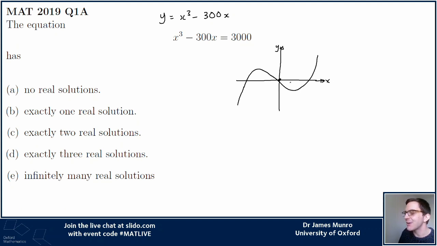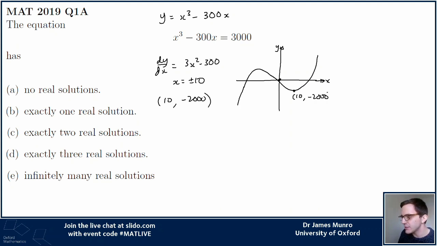Positive x cubed coefficient. I think I'd like to find these turning points so that I can get an idea of where those important points are on this curve. They happen when x is plus or minus 10. Let's plug in 10. That's 1,000 minus 3,000, which is minus 2,000. So this point over here is (10, minus 2,000). And there's some symmetry going on, but let's plug in minus 10. We'll get minus 1,000 plus 3,000.